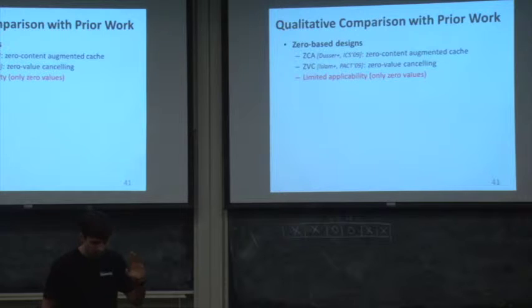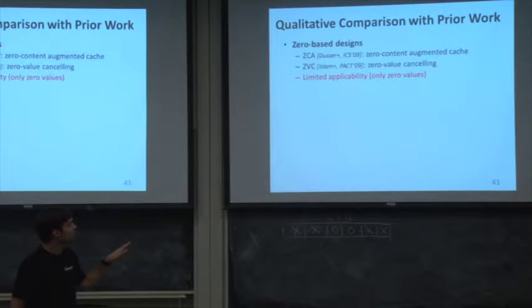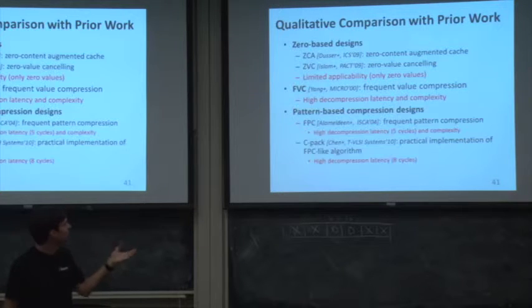So as I said, there was a bunch of prior work. There were several works based on zero compression, and they have an issue. There were frequent value compression works. There were pattern compression designs. All have one of the key parameters in the compression scheme missing: either compression ratio, or the latency, or the complexity, or multiple at the same time. So they all have issues.